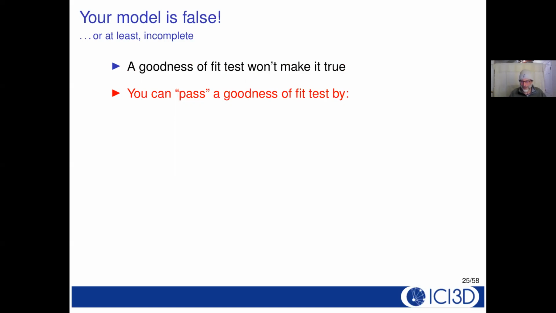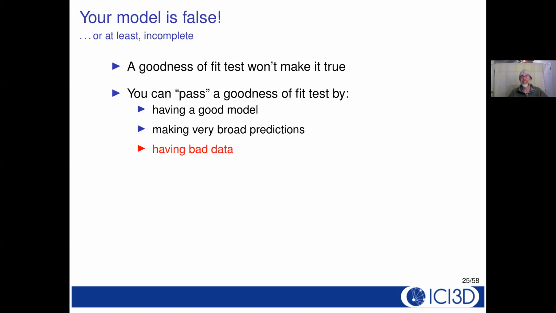So how do models pass goodness of fit tests? Well, sometimes models pass goodness of fit tests by being very good models, by being close to reality, even though they're not exactly reality, and that's fine. But that's not by any means the only way to pass a goodness of fit test. Models that make very broad predictions or data that are sloppily collected and are easily consistent with a wide variety of models can also cause your goodness of fit test to be passed, which means you find no significant difference.